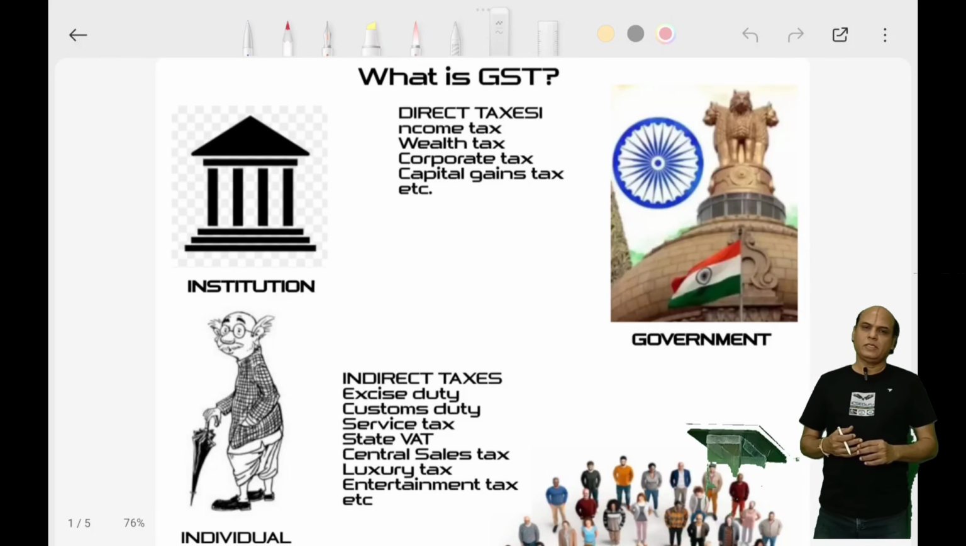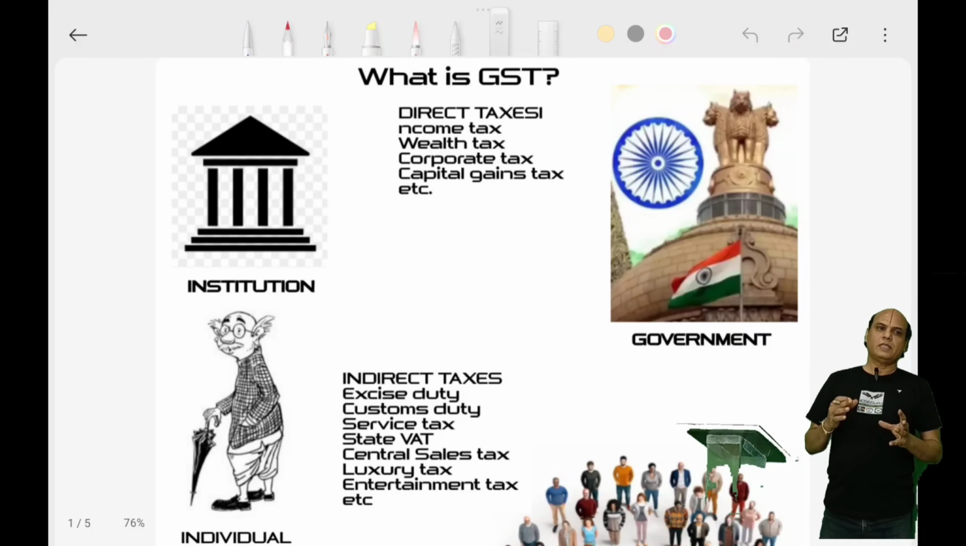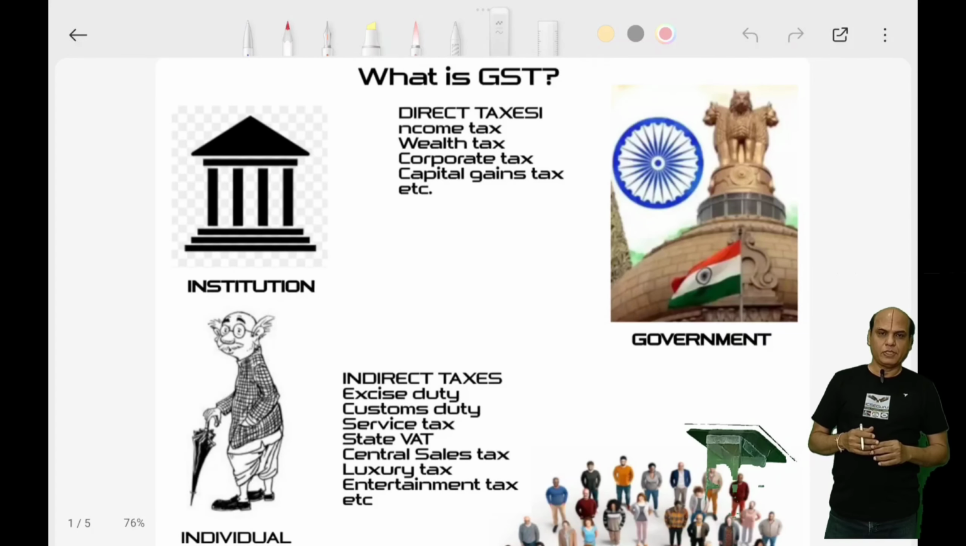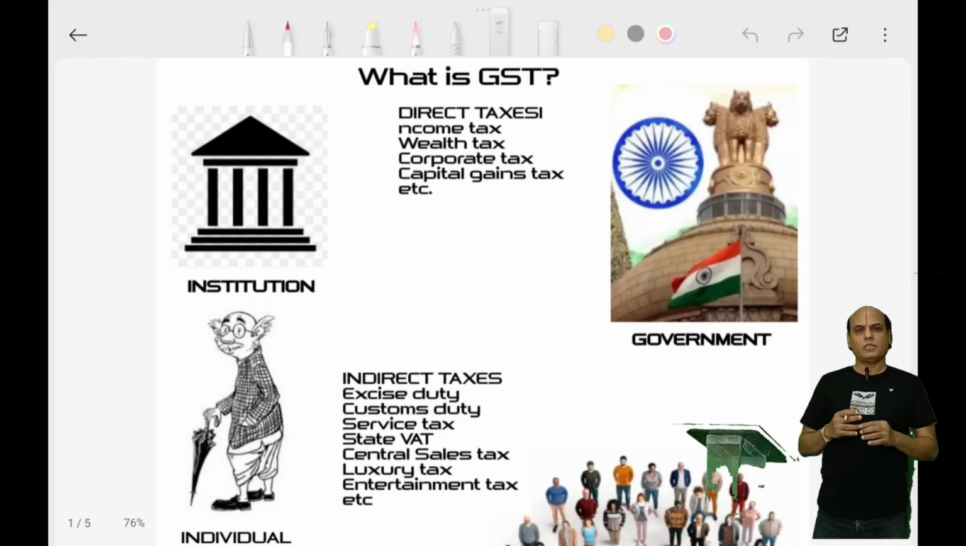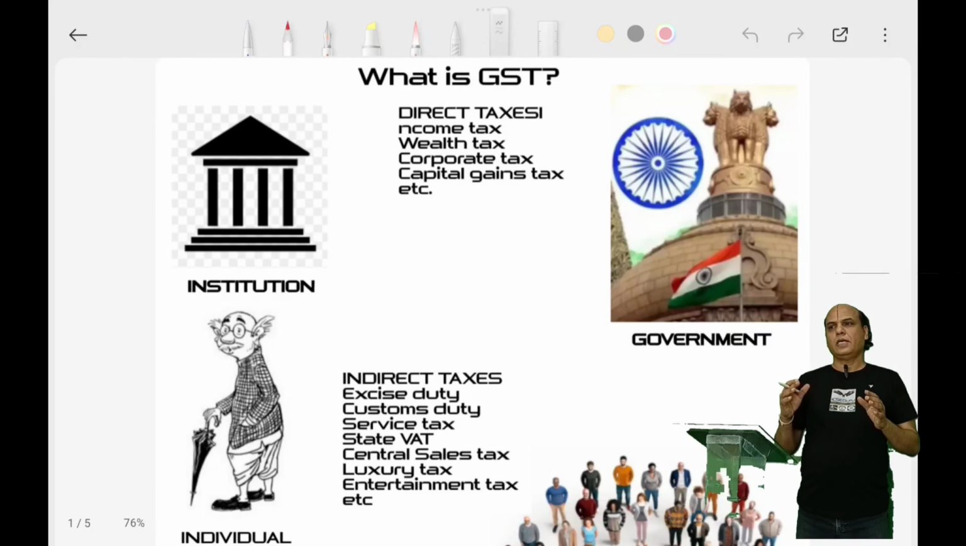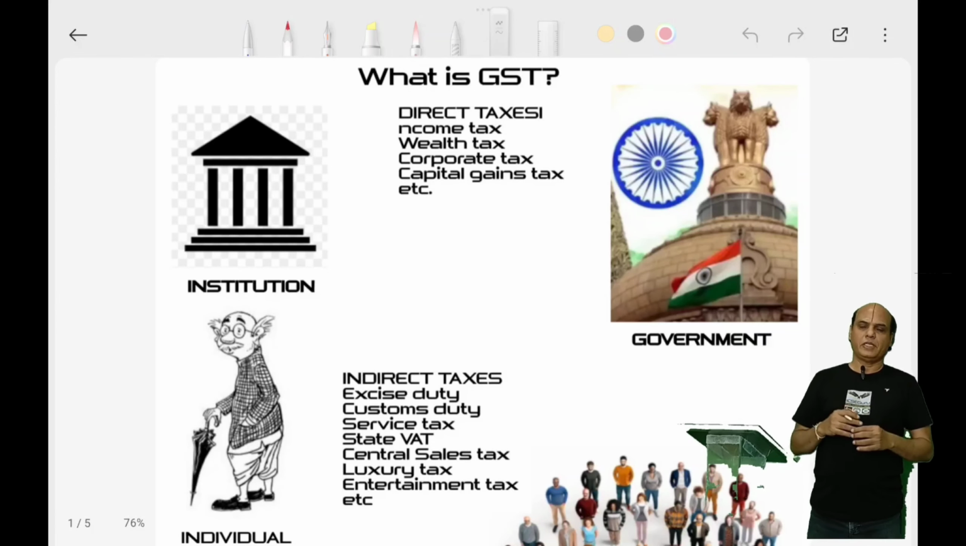What is a service? Intangible things that we offer, like cleaning service. If you are cleaning the glass, that's a service. If you are transporting goods from one place to another, that is transport service. If you are providing legal advice, that is a legal service. So services are not goods, but they are something that you offer to the client in return for money.